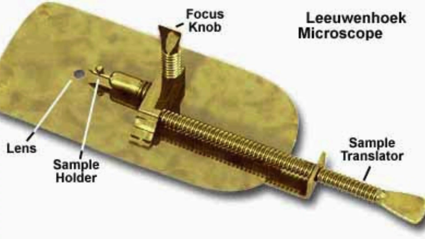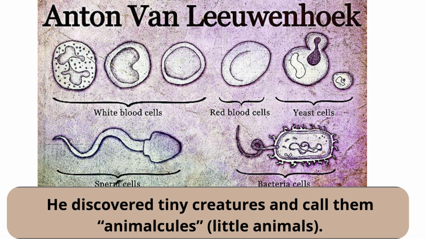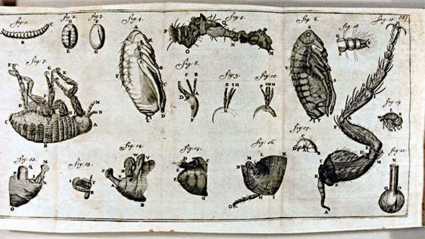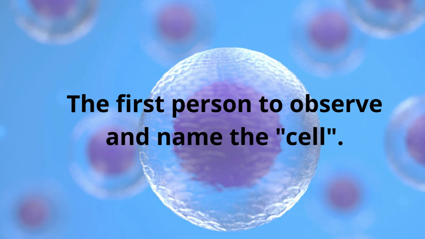The most important part, it used only one very small convex lens, just a few millimeters in diameter. The lens was handmade by Leeuwenhoek, either ground or formed from molten glass. It could achieve a magnification of about 200 to 300 times. This powerful lens allowed Leeuwenhoek to observe bacteria, protozoa, sperm cells, and red blood cells for the first time. Leeuwenhoek discovered tiny creatures and called them animalcules, little animals. This is the image he drew.